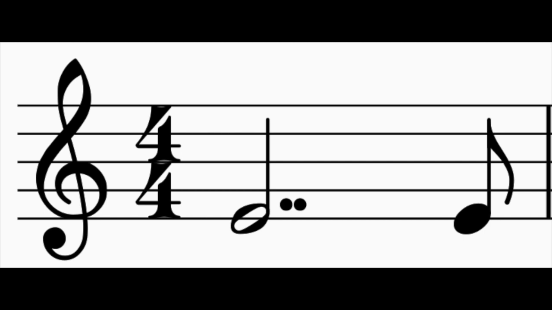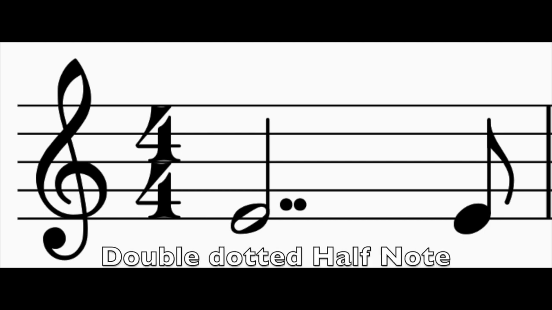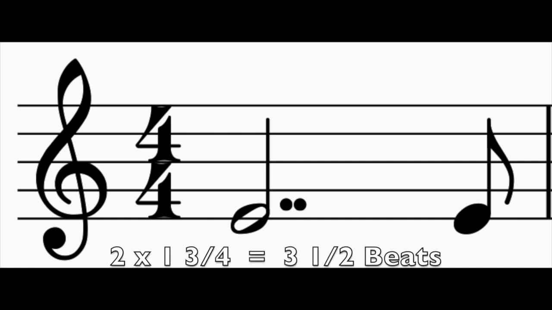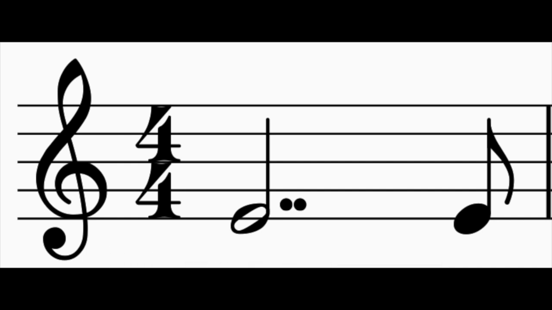Here is another example. Notice the half note with two dots after it. This is normally worth 2 beats if it's a normal half note. Now we need to do some math. 2 times 1 3/4 gives us 3½ beats that this double dotted half note would last. The 8th note would complete this measure of 4/4.